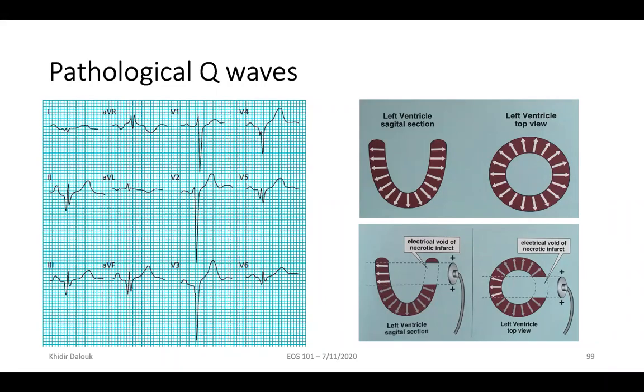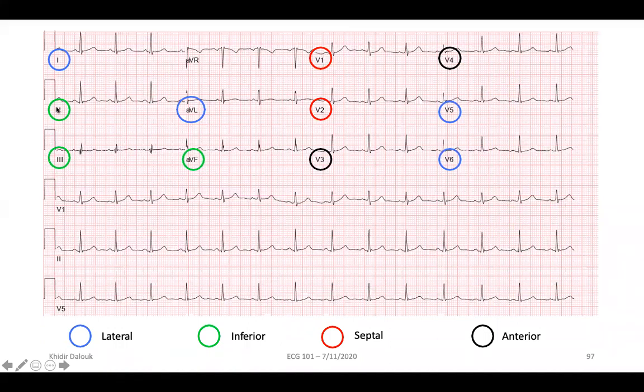Q waves we spoke about: deep waves in 2 contiguous leads. When I say contiguous leads, if you see Q waves, they should be in the inferior leads, for example. If you see a Q wave in aVF and aVL, these are not contiguous leads. Contiguous means they're looking at the same wall of the heart. 1, aVL, V5, V6 are lateral. Inferior leads are 2, 3, aVF. Before you call ST segment depressions, elevations, or Q waves, remember which camera is facing which lead, or which part of the wall of the heart you are facing.